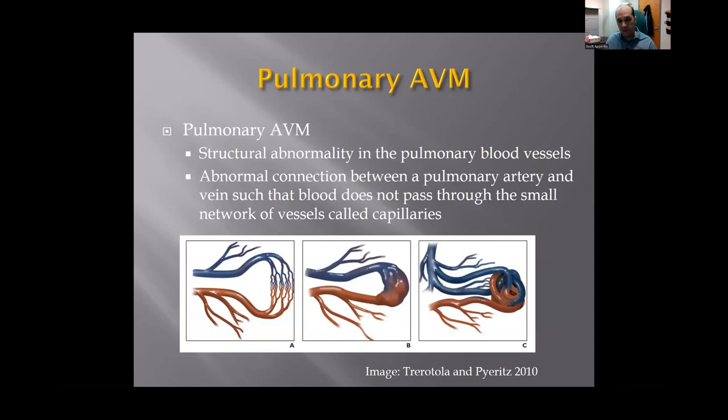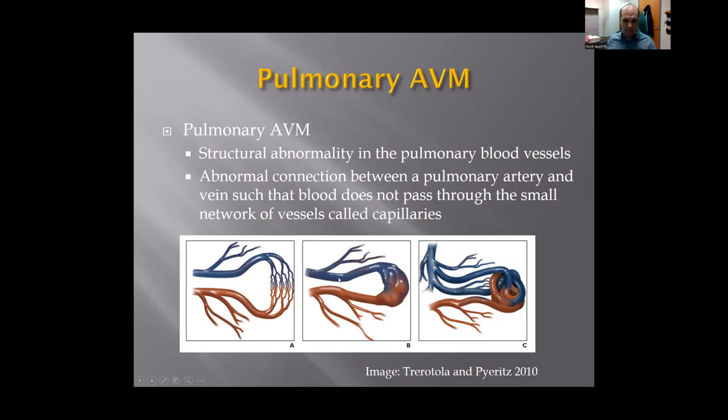Pulmonary AVM is a structural abnormality in that pulmonary blood vessel unit, an abnormality in the connection between the pulmonary artery system and the pulmonary vein system. And that connection does not pass through the normal small network of capillaries. On the left side of the screen here, we have one of the pulmonary arteries depicted in blue. As it goes down, it narrows and the blood vessels get smaller and smaller, and then they form capillaries, and then they start to get larger again as they drain into pulmonary veins.